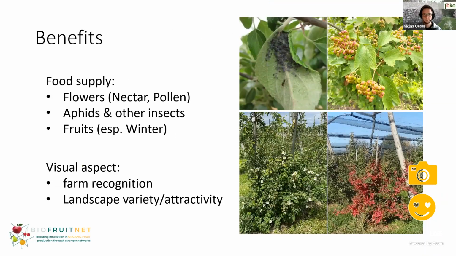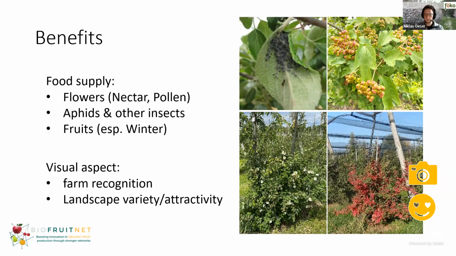So what kind of benefits do you have when introducing these anchor plants in your orchards? We have on one hand the food supply with the flowers itself, of course, so nectar and pollen for different insects. We have the aphids and other insects which can serve as food for different animals in the orchards, and we have the fruit itself, especially in the winter for birds and so on.